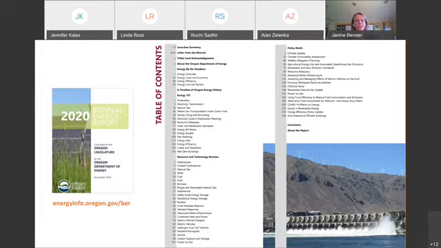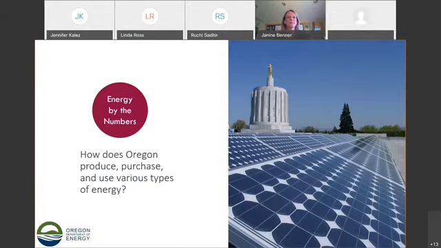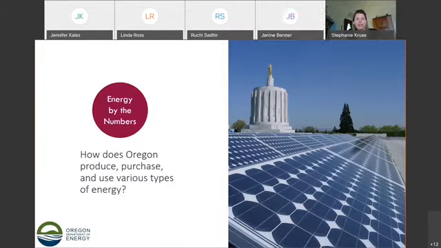The first section that we want to cover today we call Energy by the Numbers. So here to walk through some basics is one of ODOE's facilities engineers, Stephanie Cruz. Thank you, Janine. So Energy by the Numbers is what I like to think of as the data-heavy section of the report. And this is really a snapshot of where we're at and where we've been. Next slide, please.